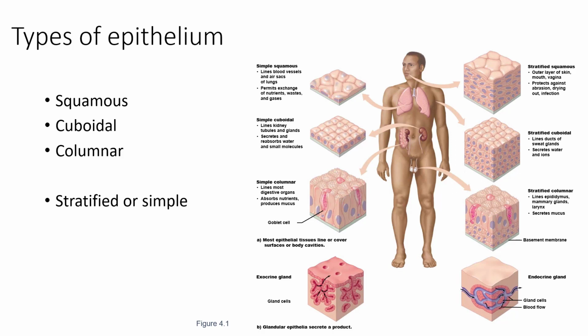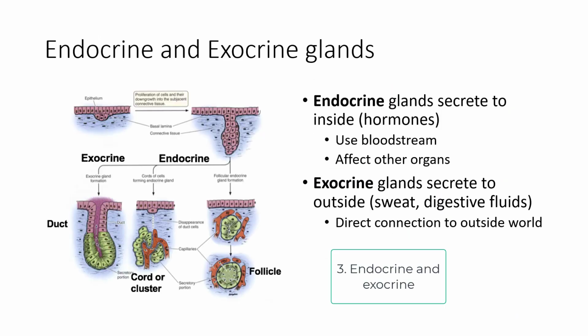We can also see that some of these epithelial tissues are specialized for secretion, and these would be your endocrine and exocrine glands. These form from the epithelium. An exocrine gland is going to remain open to the outside. An endocrine gland is going to only be open to the inside. So endocrine glands are going to secrete things to the inside. Think hormones. The endocrine system is a system of different epithelial tissues that secrete hormones to the body.